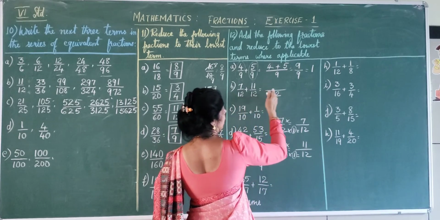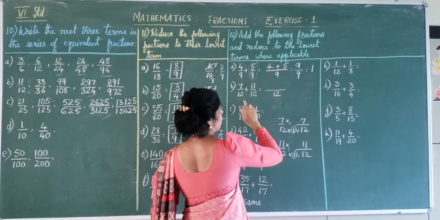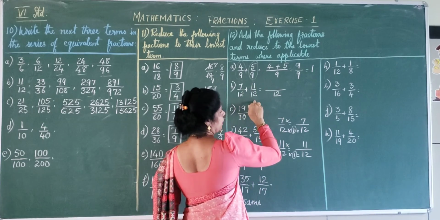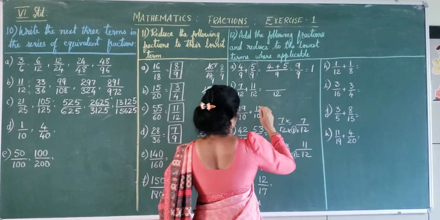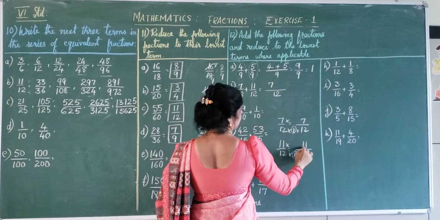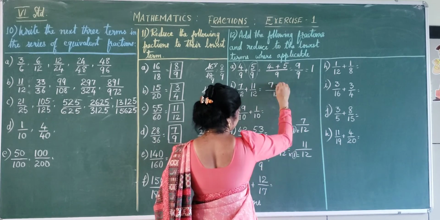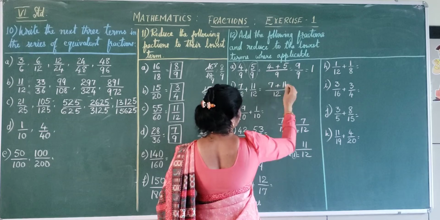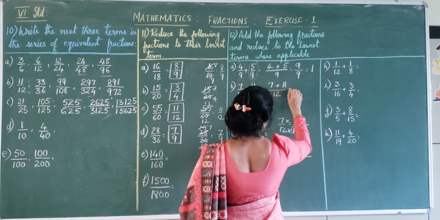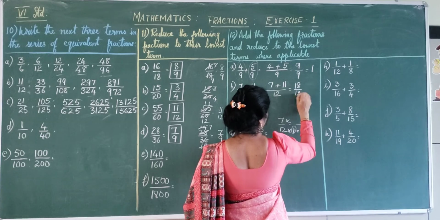So same numbers you get almost. See, 7 by 12 and 11 by 12, same here as it is because the common denominator is the same. So now what you try? First one is 7. Second one is 11 because 12 is commonly taken here. So the second term here is 11. 7 plus 11 is 18 by 12.